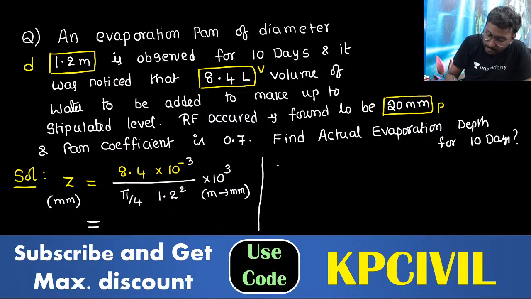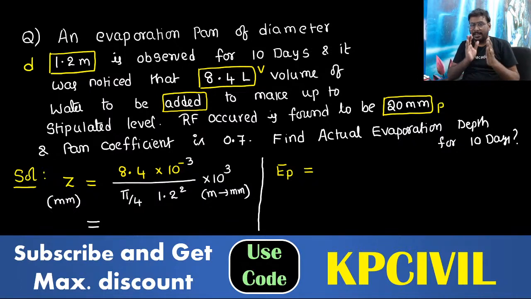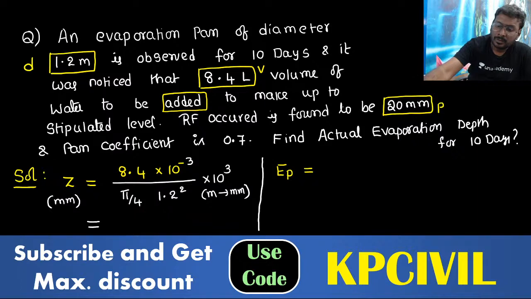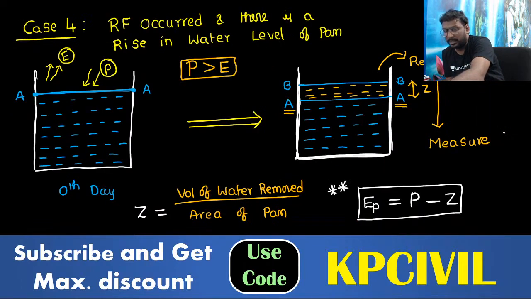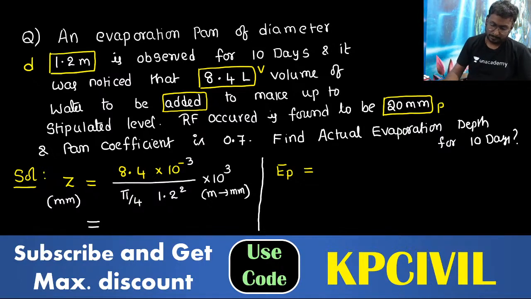So after getting Z, what can we calculate? EP, pan evaporation. What is the condition here? Volume of water added to make up to A. You are adding a volume of water into the pan to make up to A. So what condition can you take? Case 3. Add V liters of water. So in such a case, case 3, EP is equal to P plus Z.